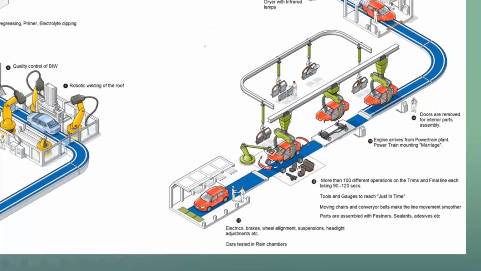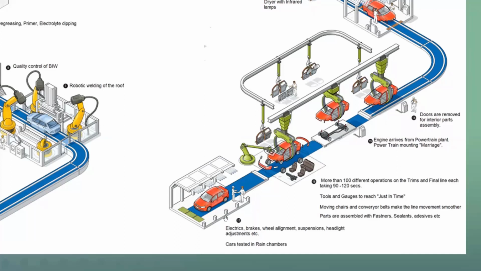So many different components have to go into the car, and they are assembled here, some of them robotically, some of them manually. And all the tools and gauges that are required have to reach just in time. Just in time means when they are fitting the tire at that location, the screwdriver should be there at that particular location with the resource, who is the person doing that. For enabling this, there are moving chairs and conveyor belts, and parts are assembled with fasteners, sealants, adhesives, etc. Okay, so this is the whole automotive manufacturing cycle.